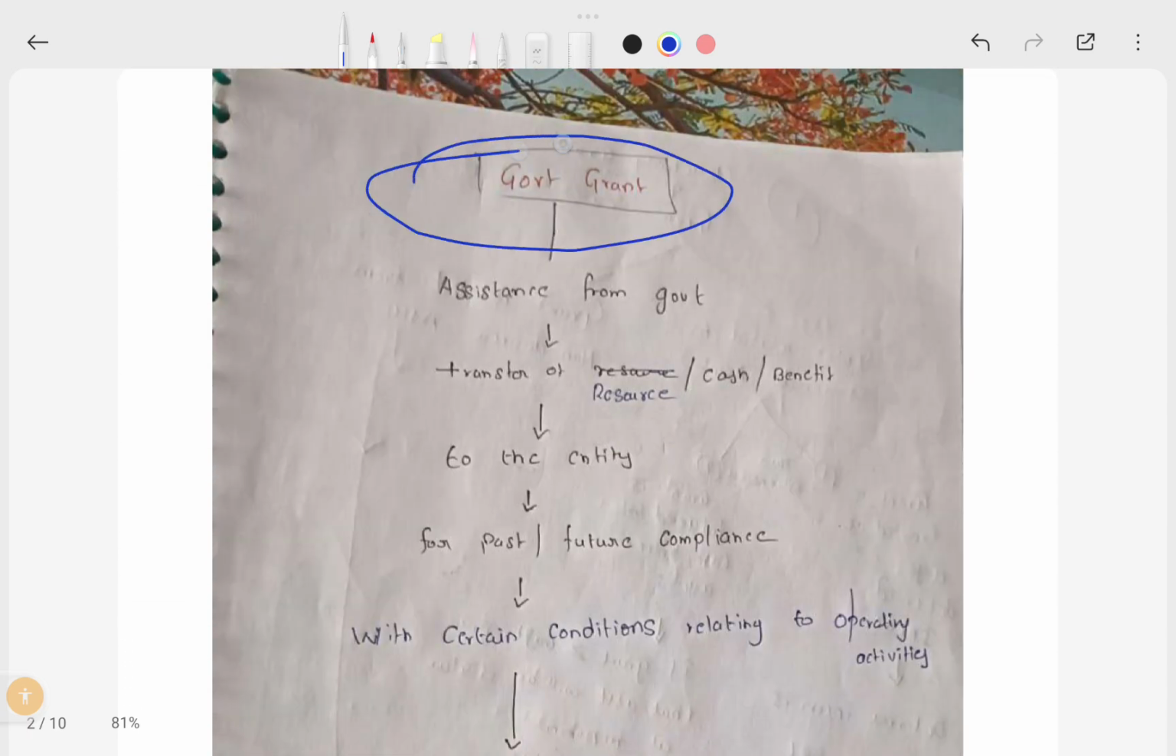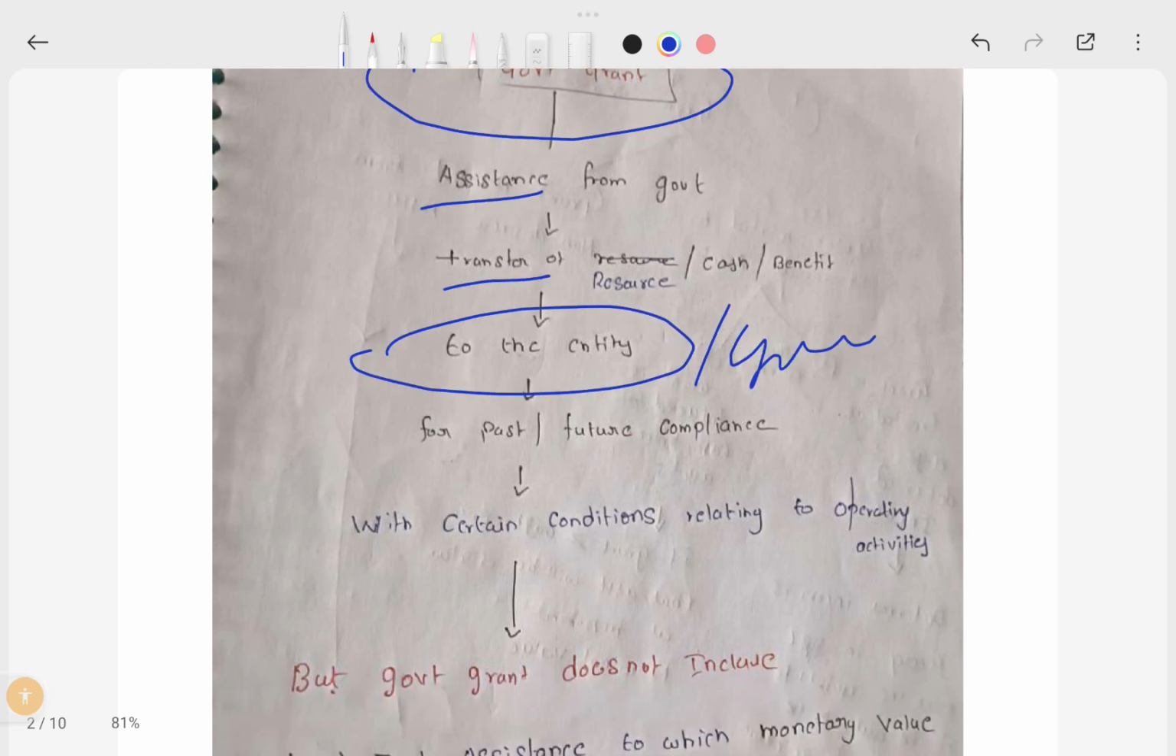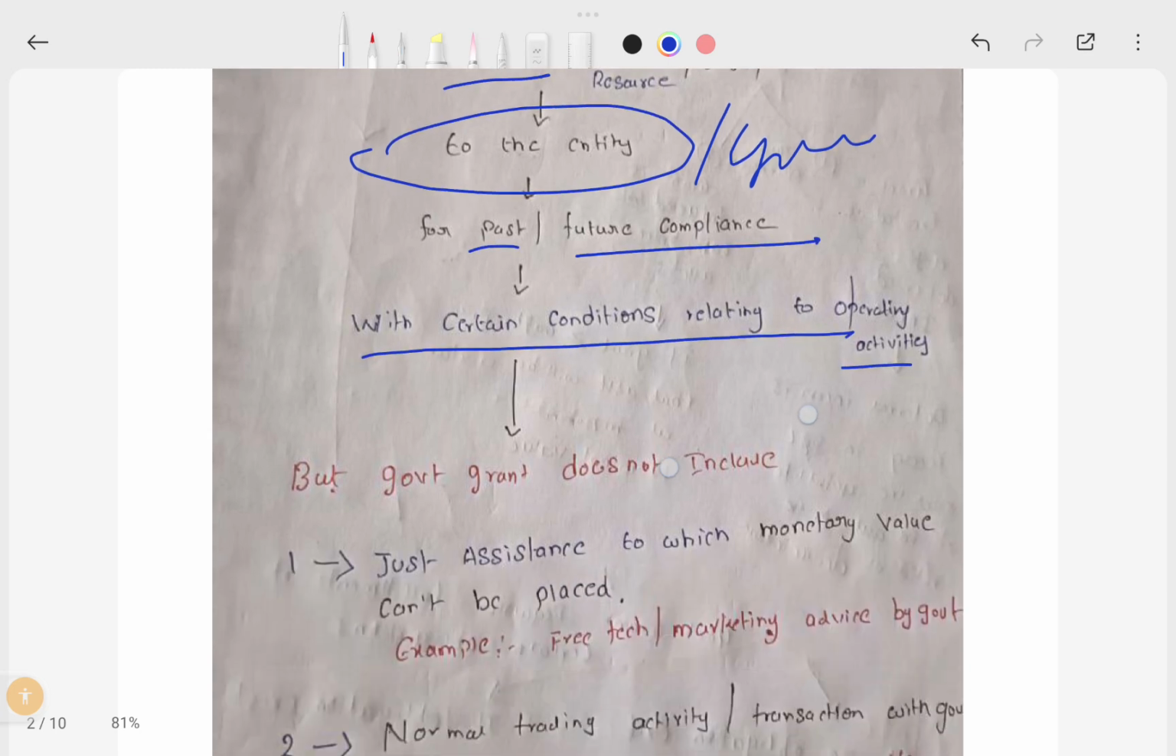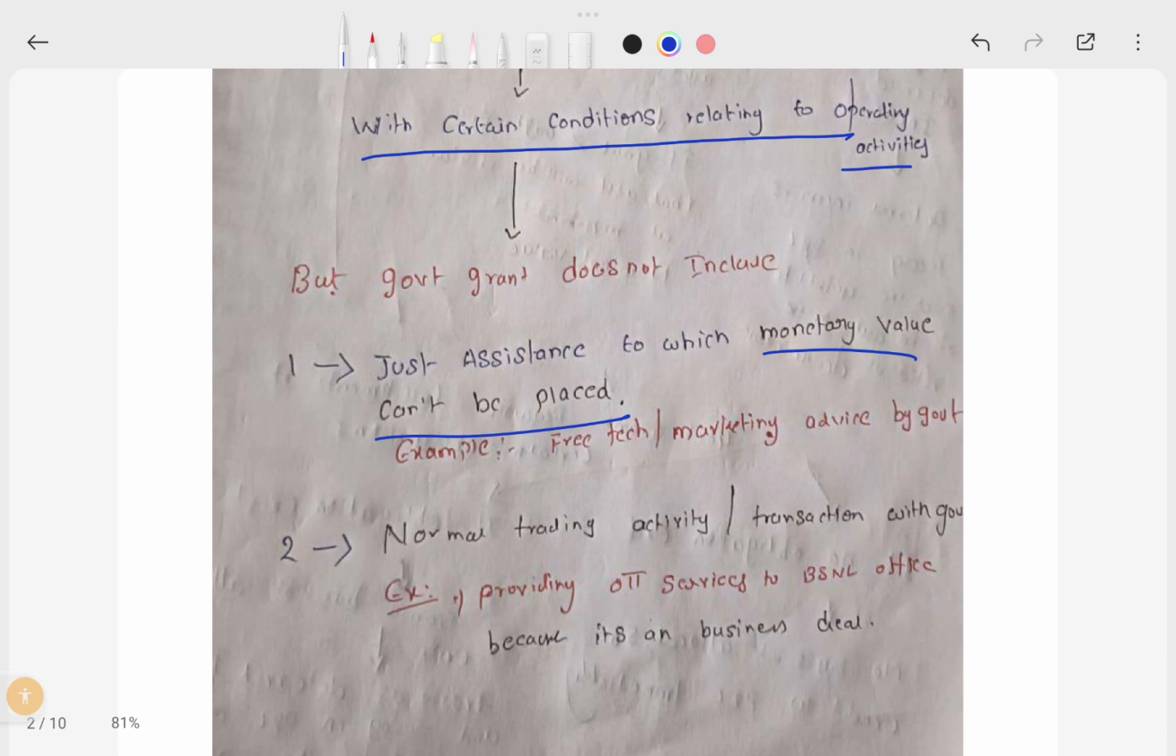What is a government grant? There is a definition in the standard. There should be assistance from the government, a transfer of resources, cash or benefit to the entity or group of entities for past or future compliance with certain conditions related to the operating activity, but it does not include assistance to which a value cannot reasonably be placed and normal trading transactions with the government. This is the definition they mentioned. I know you may not understand it completely.